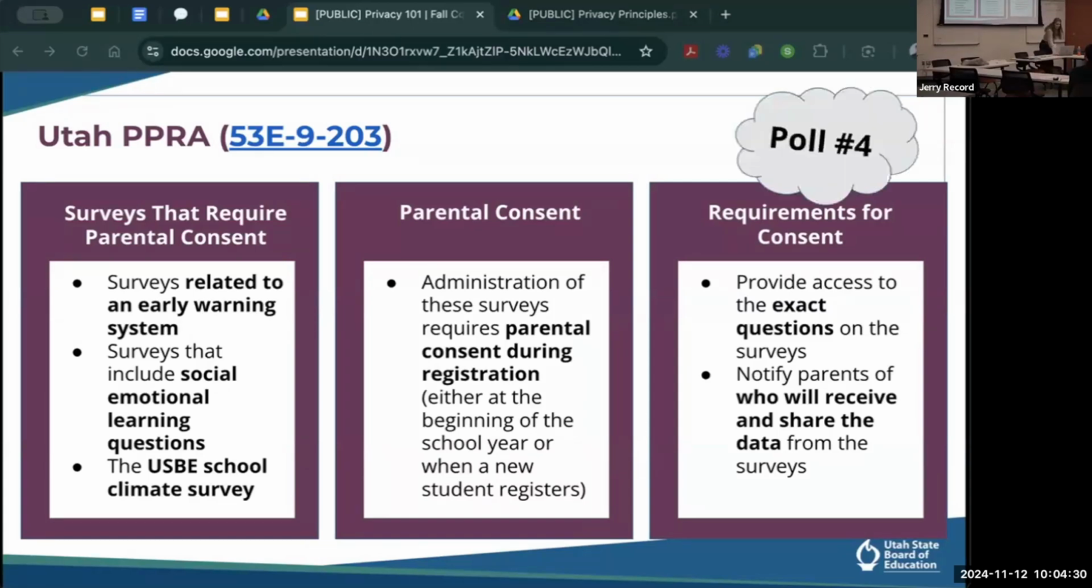All right, let's do poll number 4. Those of you online or in person, go ahead and identify the privacy principles that relate to Utah PPRA that we just talked about. Ooh, consent is flying up the chain. Transparency.